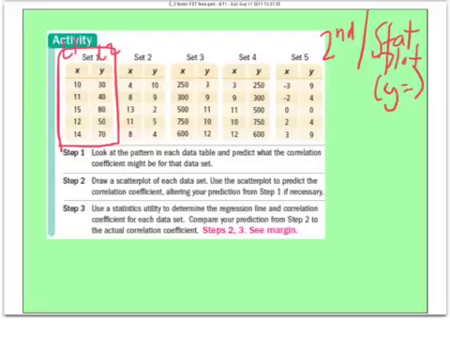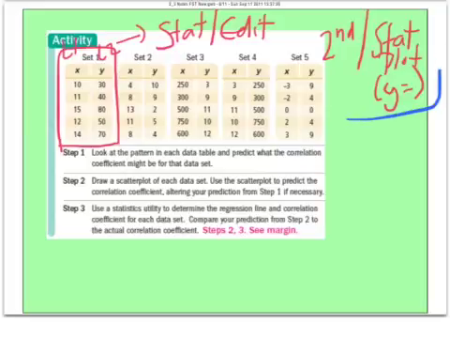You are going to have to put the data in the calculator. Again, to put this data in the calculator, you're going to go to the stat button and edit, and just enter in list 1 and list 2. And then this is where you're actually going to graph it. What they want you to do is just look at the pattern of the graph and determine the correlation. So I'll leave that to you to do for extra practice.